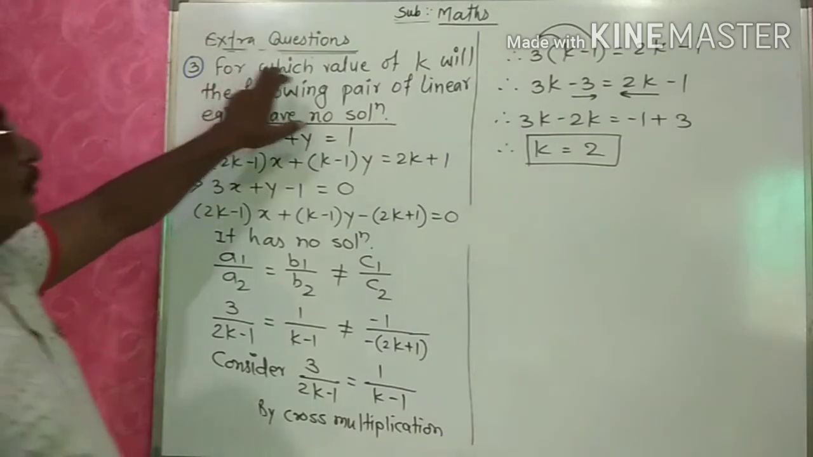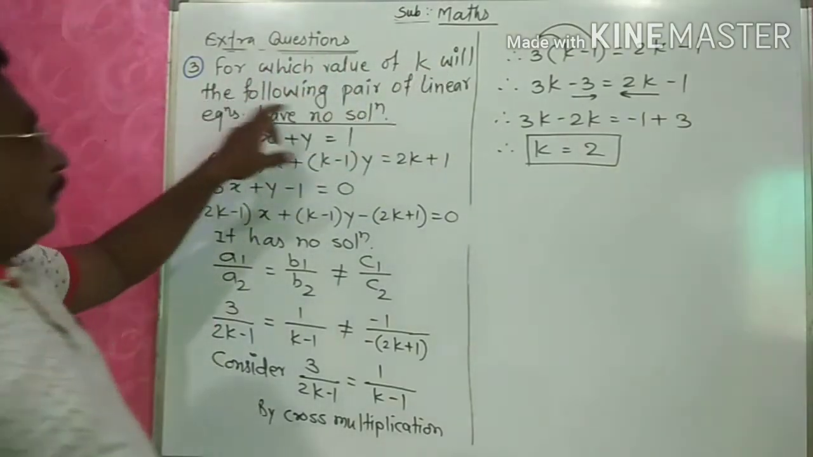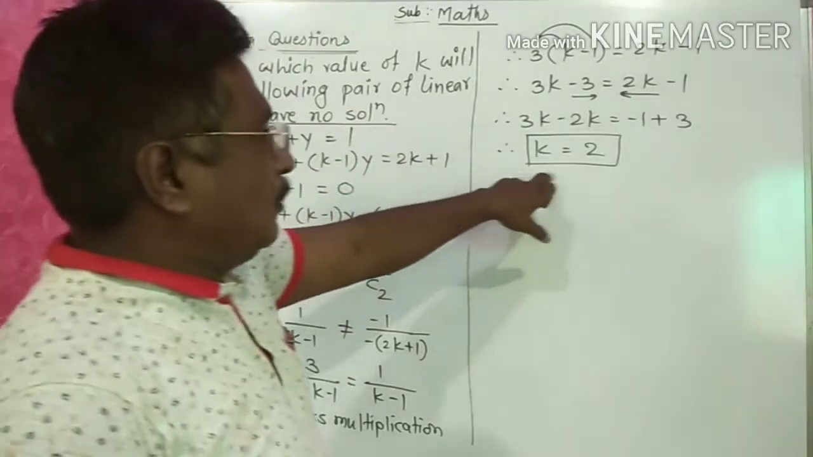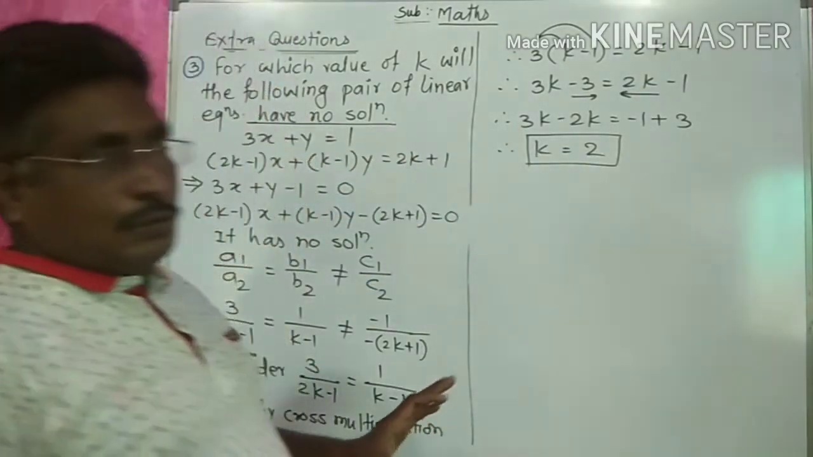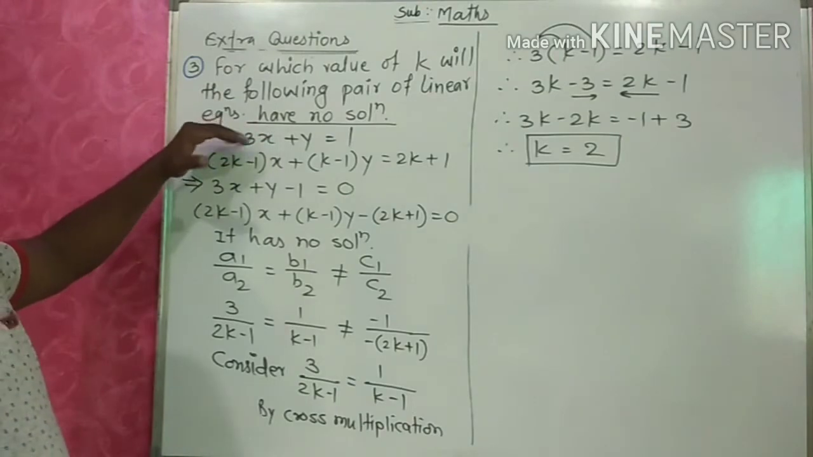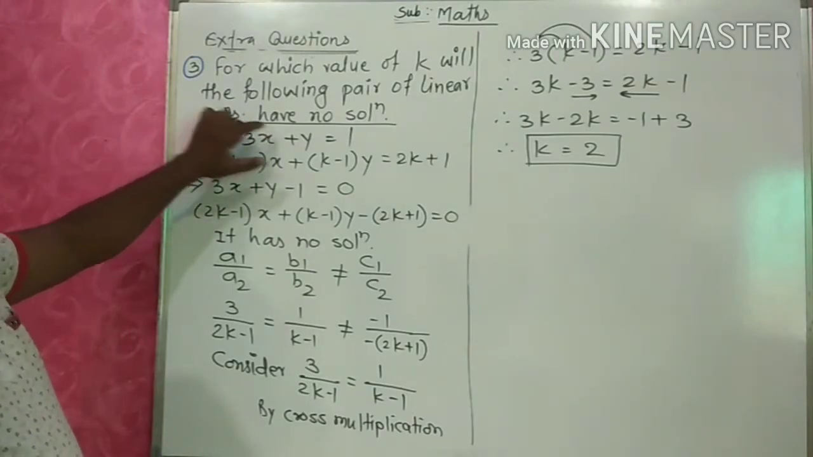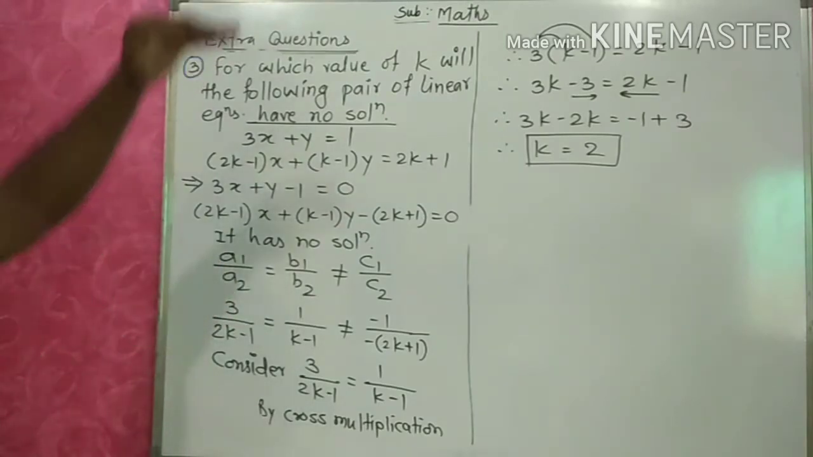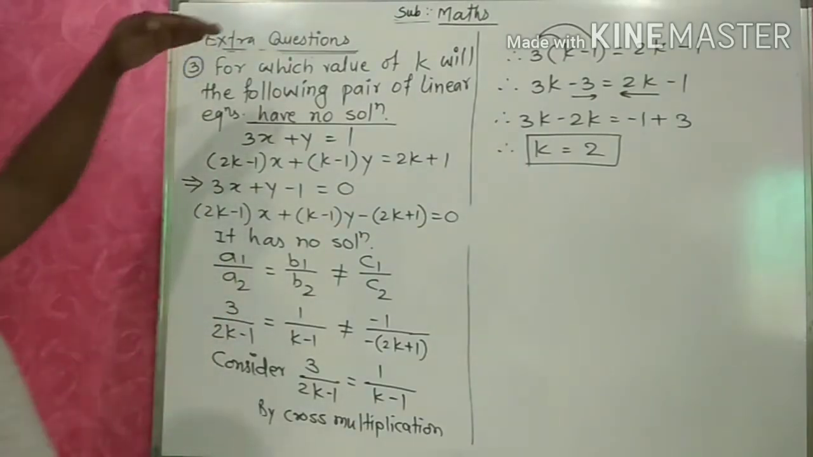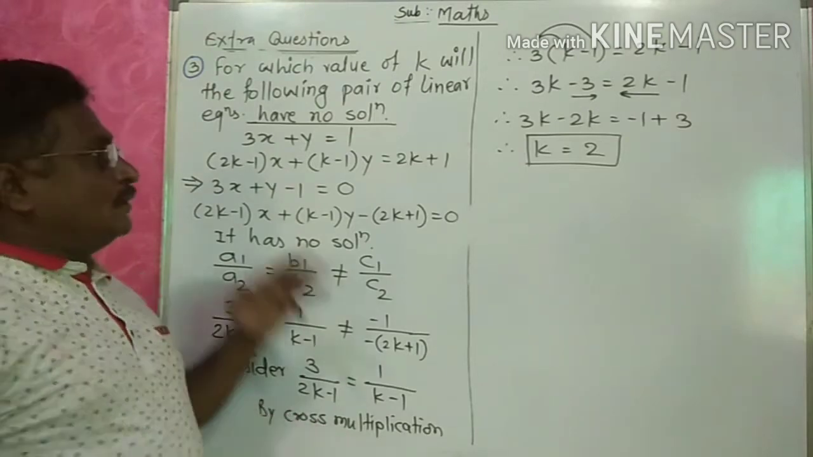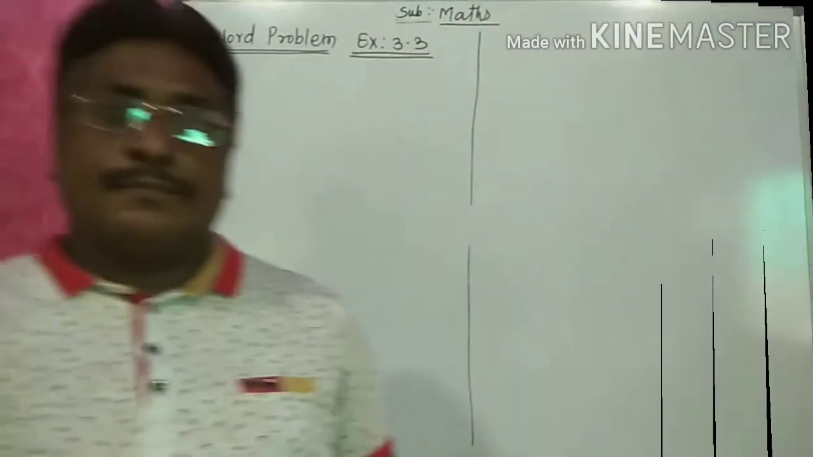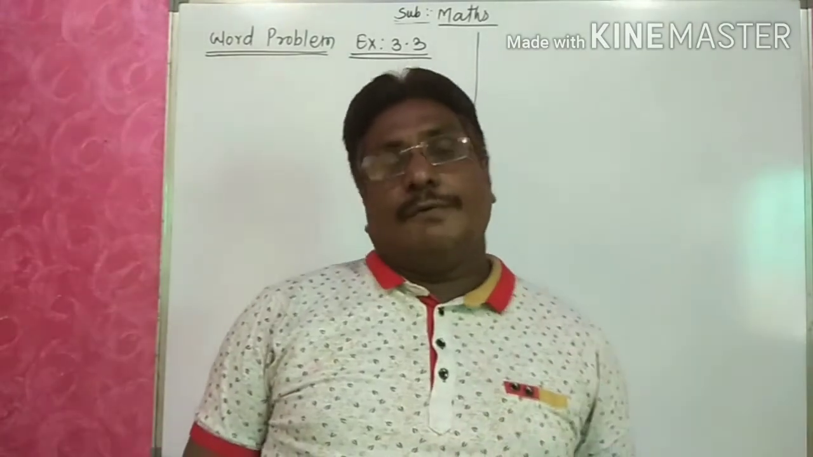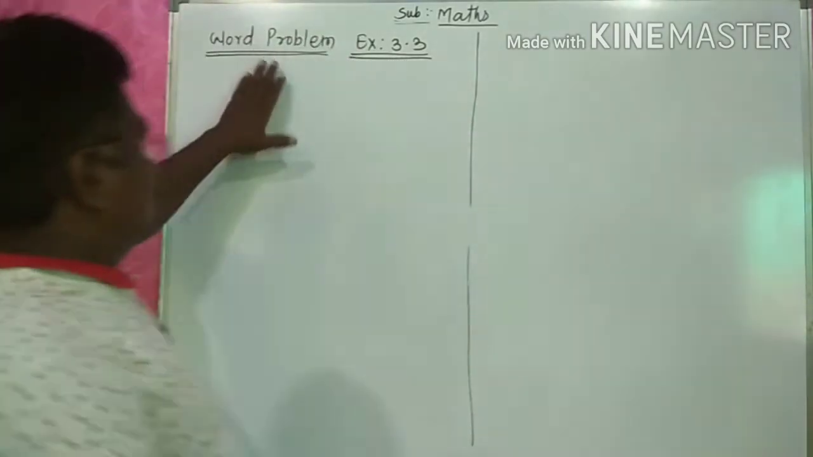What do they ask? For which value of k will the following pair of linear equations have no solution? It means if the value of k equals 2, then this pair of equations has no solution. Understood, student? How to solve this? Hope you understand these things. Now we will go on to the next question. Hope you understand how to solve these questions. Now we will go on to the word problems.